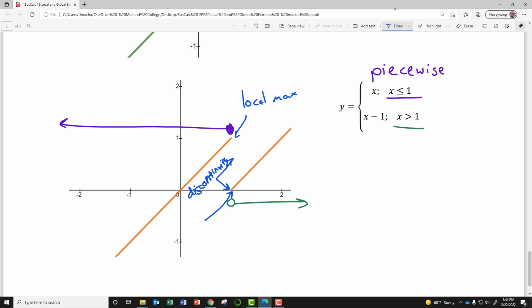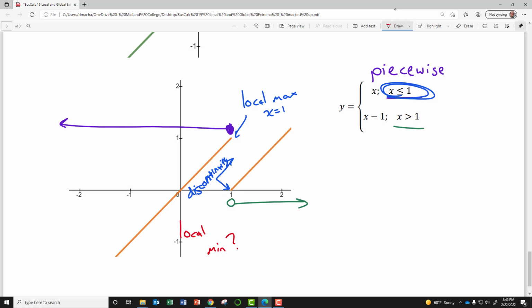And I want to point out, though, that this local maximum happens to occur when x is equal to 1, because x equals 1 belongs to this first piece. x equals 1 belongs in the interval where x is less than or equal to 1. But if you were going to tell me that this is somehow a local minimum, because that's what it looks like, I would actually tell you that you were wrong. This point right here is not a local minimum.